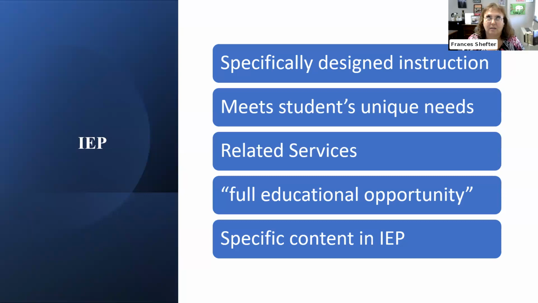Transitions start when the child turns 14. It varies depending on your state, but it's generally 14. That's when the school is supposed to be looking at what the plan is for the child after graduation, and what the school is doing to help that child be prepared for after graduation.